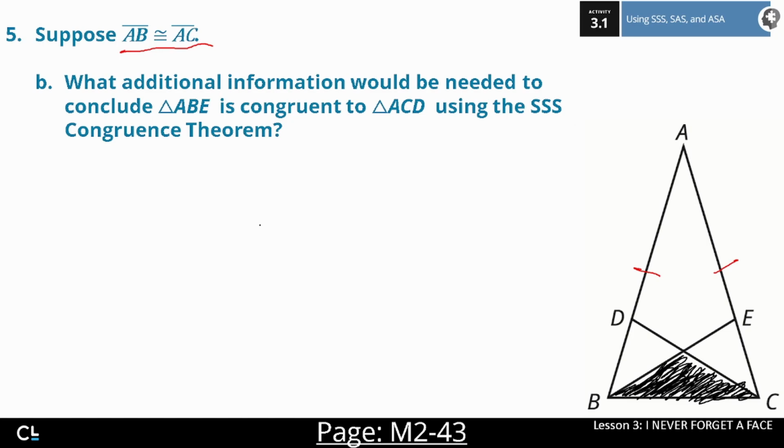And we want to say by side, side, side, that means all three sides of one triangle need to be congruent to all three sides of the other triangle. So let's mark off my second set of sides here. I'll do it in green. So we have that AB is congruent to AC. That's what we were told. But what other information do we need to know? Next up, we could say that BE is congruent to DC. Right here, BE and DC.